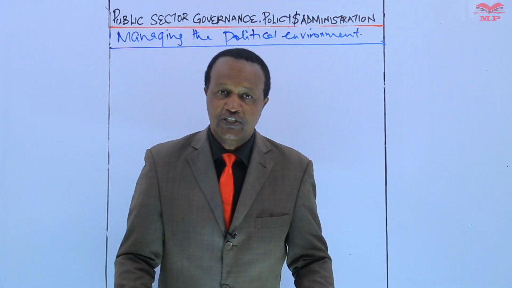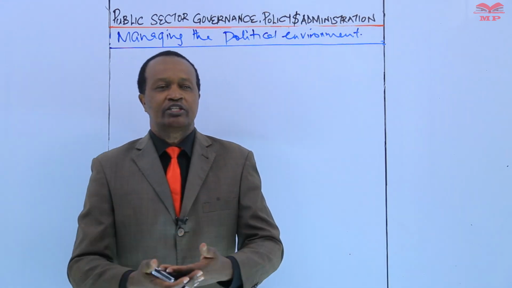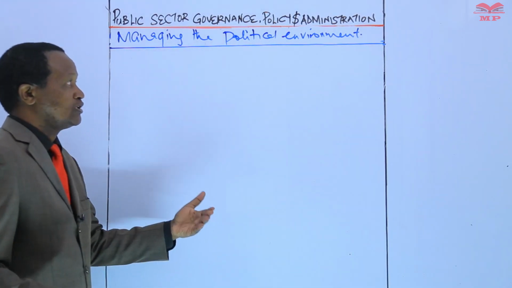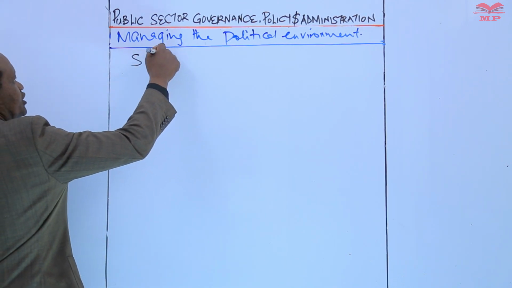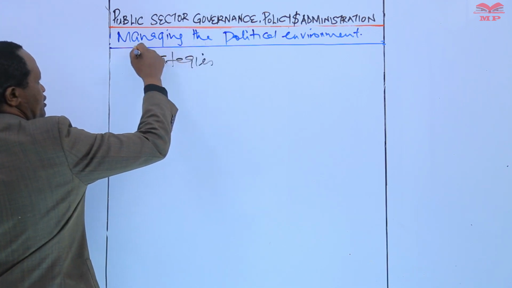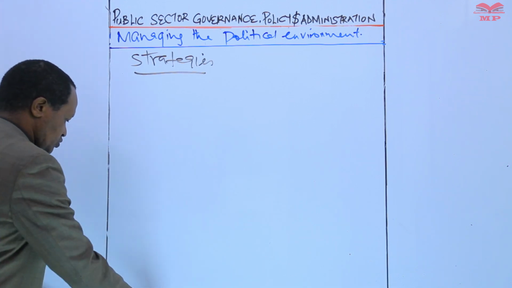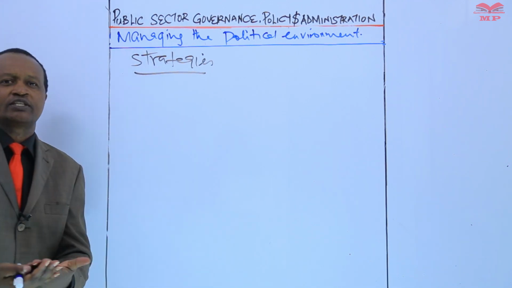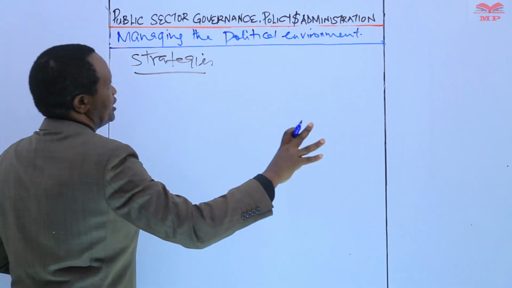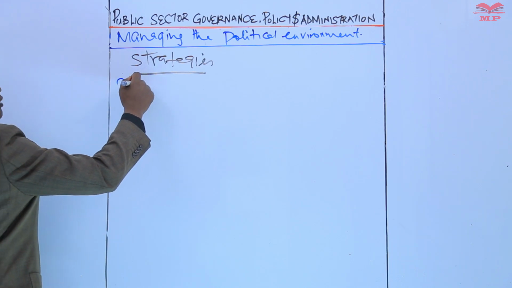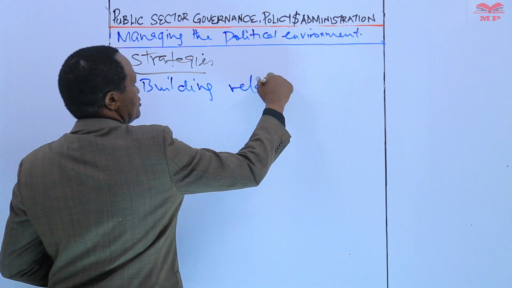So candidates, by the end of this lesson, you should be able to discuss the key strategies for managing the political environment in the context of public administration. So we'll highlight the strategies for managing the political environment. And the first strategy is building relationships. One way to manage the political environment is through building of relationships.